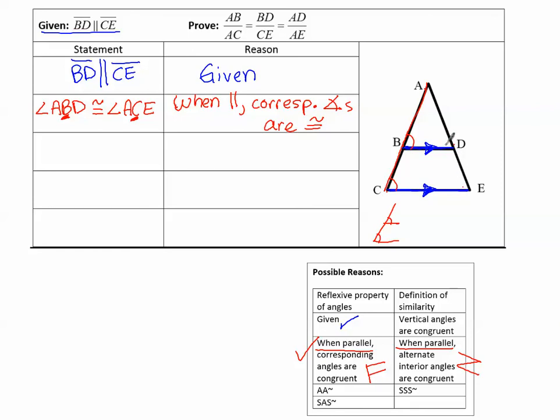Instead of using the other pair of corresponding angles, I noticed that because these two triangles are inside each other, they both share angle A. Angle A is congruent to itself by the reflexive property of angles. So I'm going to use that one next.